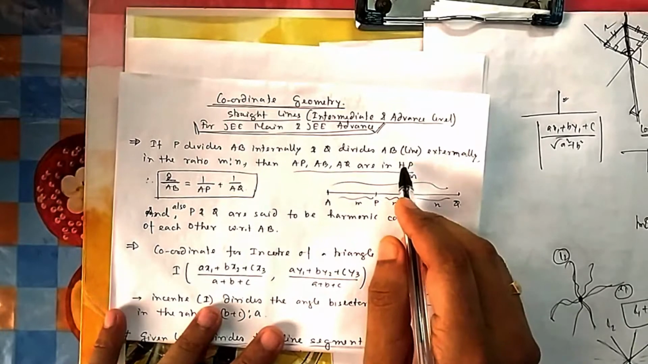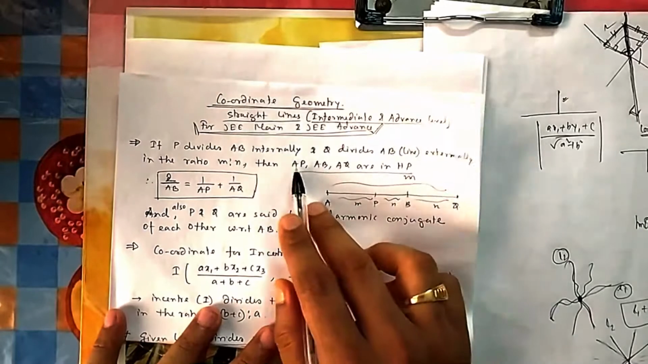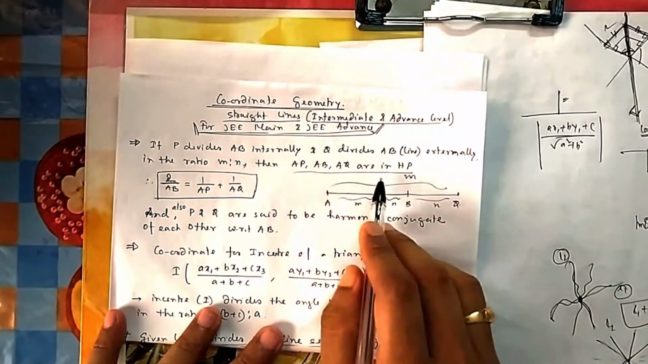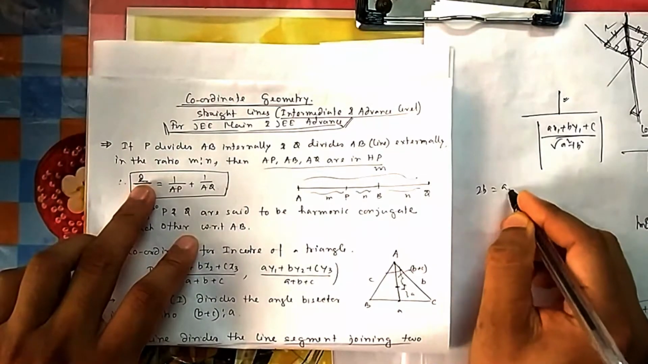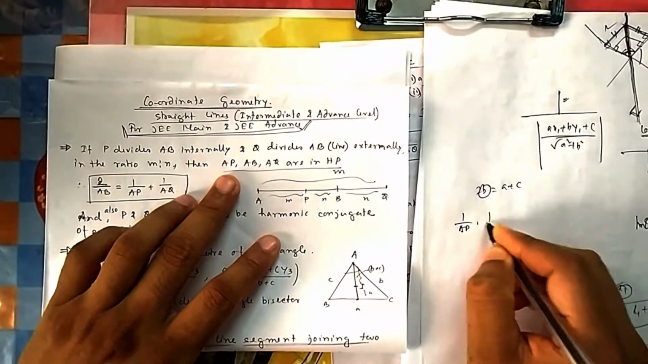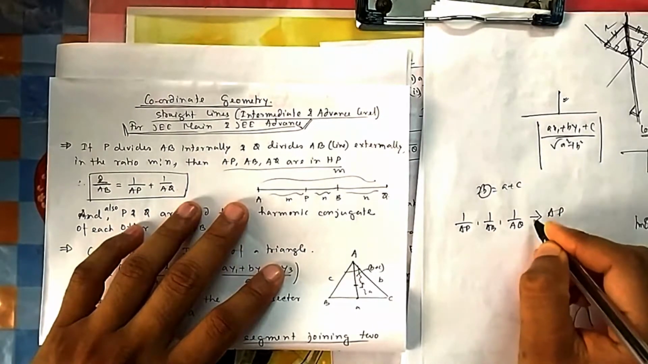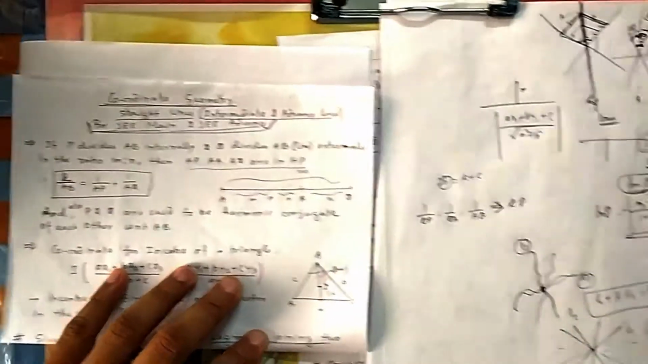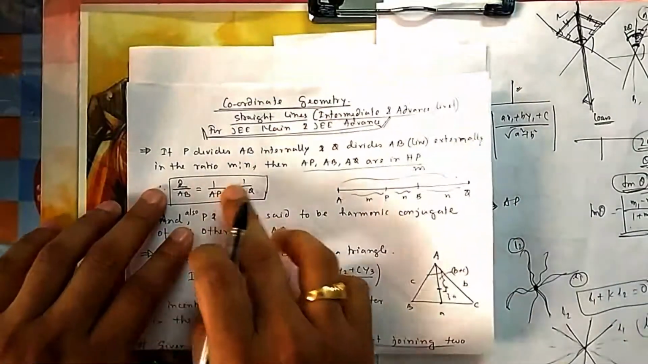HP we will know a little later in progression. HP means that it is the inverse of AP. So because they are in HP, the inverses 1 by AP, 1 by AB, 1 by AQ are in AP. So in AP you know 2B is equal to A plus C. AP if you take inverse becomes HP, HP if you take inverse becomes AP. So because they are in AP, twice of this one will be equal to this plus this.